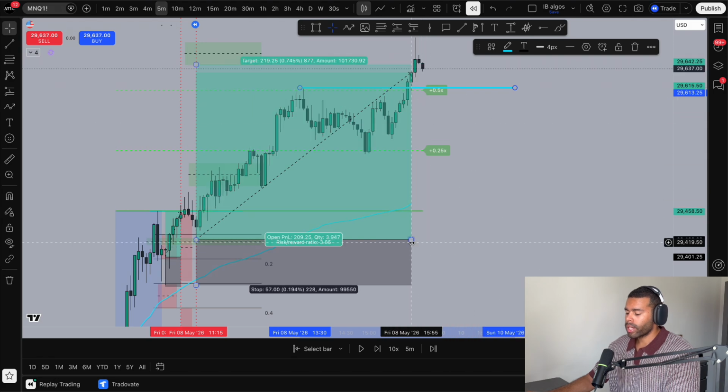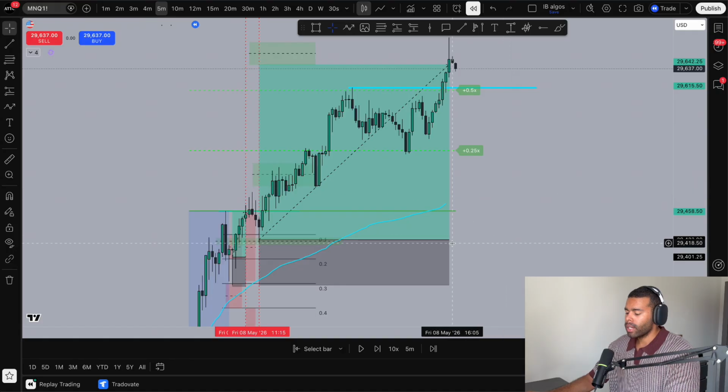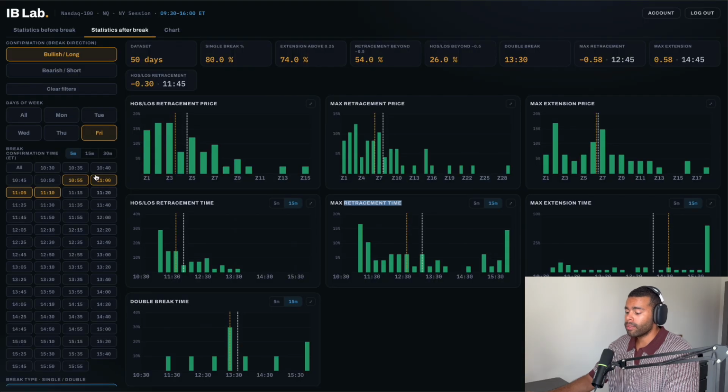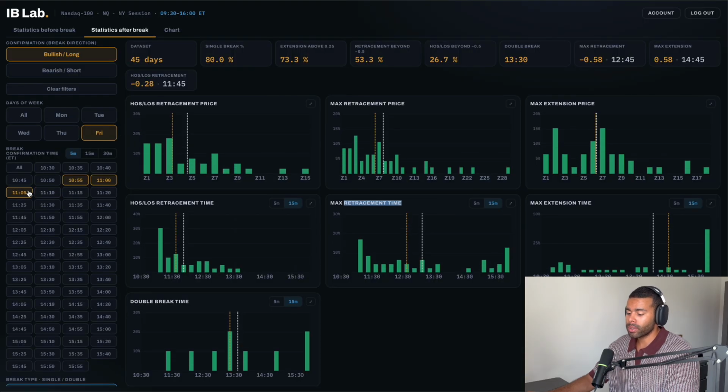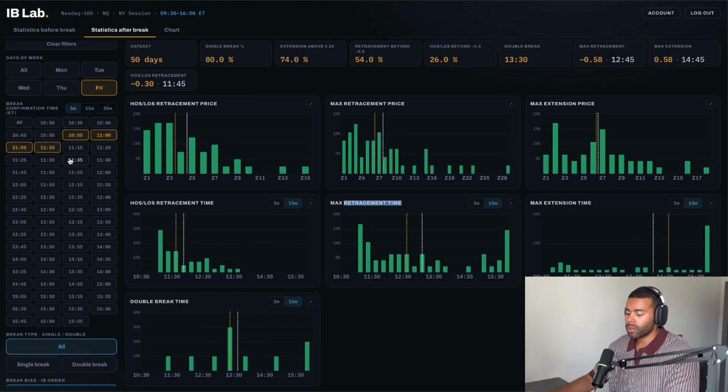So this is how the data can help you in finding out the bias and finding out the ideal retracement levels which you want to trade from, and the ideal extension levels which you want to trade from. And one of the biggest benefits of IBLab is that you can find it in a matter of seconds. As you can see, it changes immediately, it filters out quickly, it works very well.